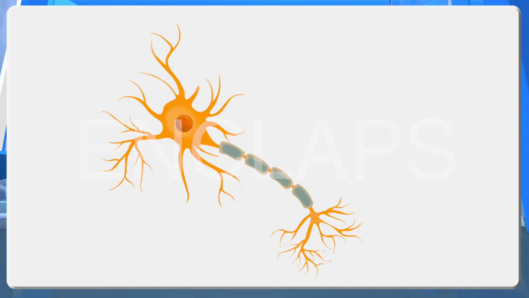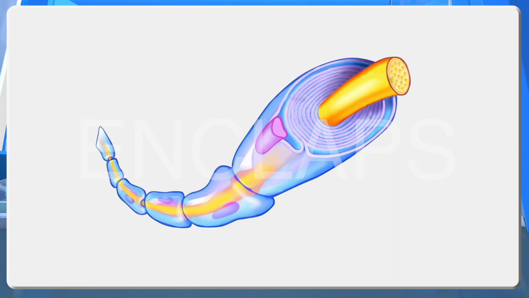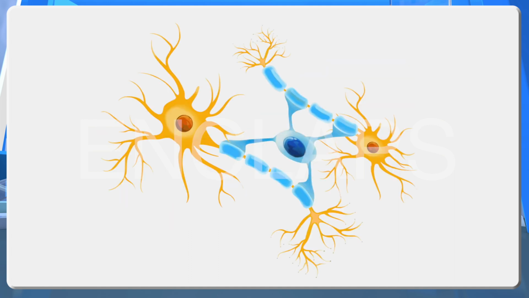Watch this video. Nerve is a group of axon. Myelin sheath in the nerve is formed of Schwann cells. Myelin sheath in the brain and spinal cord is formed of specialized cells called oligodendrocytes. The myelin sheath has a shiny white color.